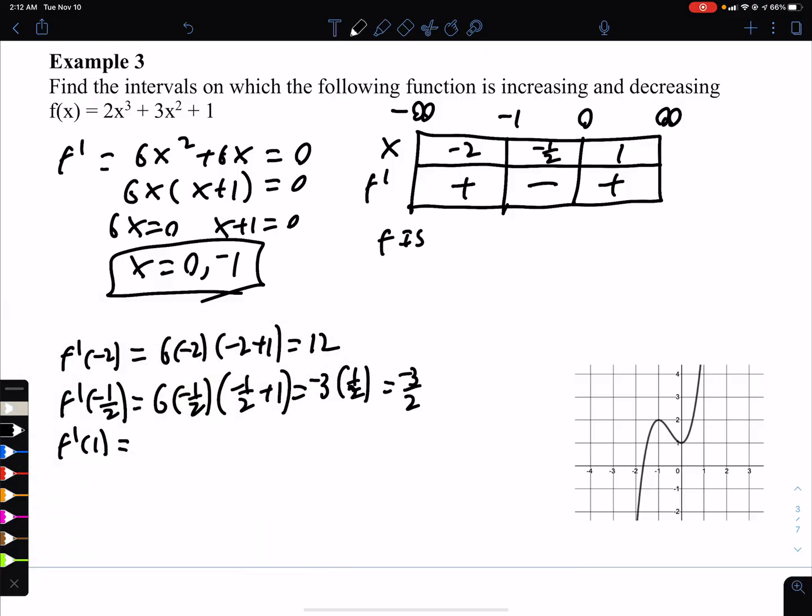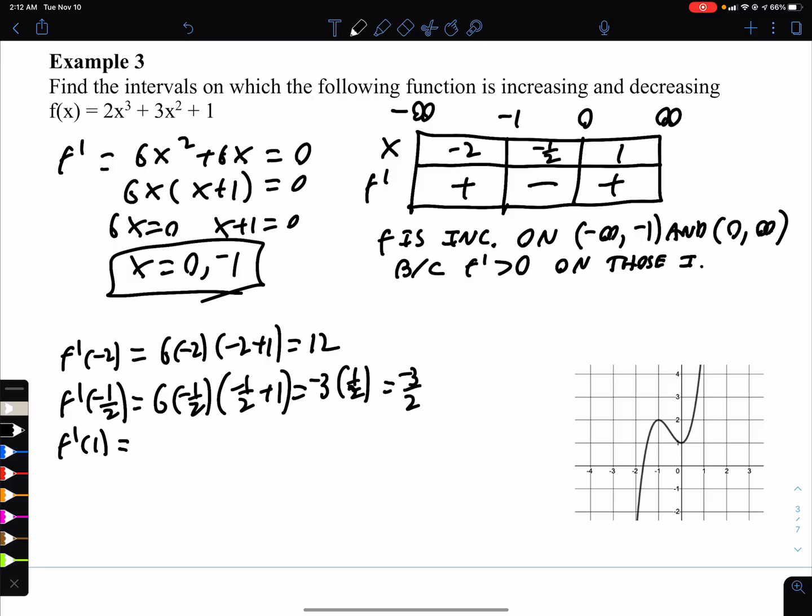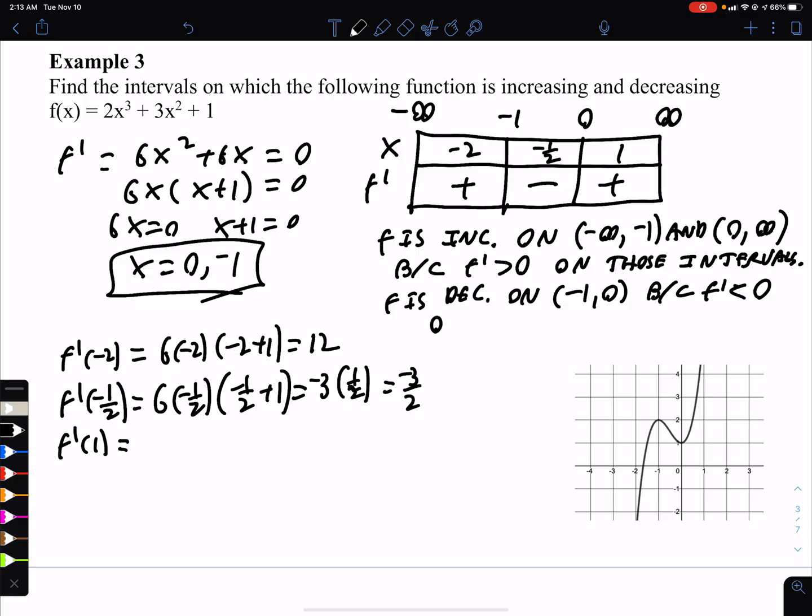I'm going to say f is increasing on 2 intervals, there and there, because that's where the derivative is positive. So I'm going to say on the interval from negative infinity to negative 1 and from 0 to infinity, and I need a reason, because f prime is positive on those intervals. And then I can say f is decreasing on the interval from negative 1 to 0, and the reason is the derivative is negative on the interval from negative 1 to 0.